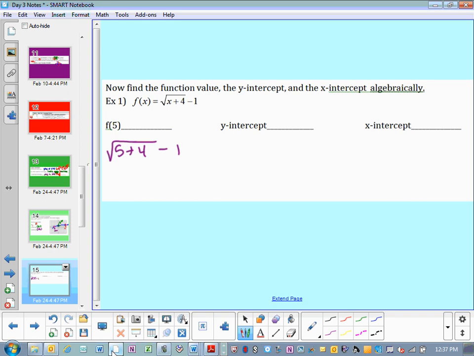How do you find a y-intercept? Plug 0 in for x. Did it work on your phone? Just plug it in by hand. This is at the bottom of your page. It's the same equation, just doing it by hand. How are you going to do the y-intercept? Plug in 0 for x. Good.